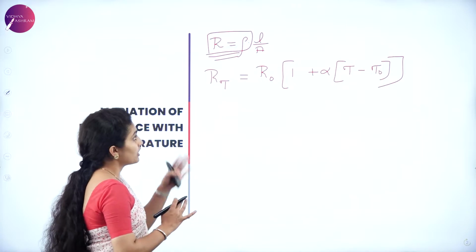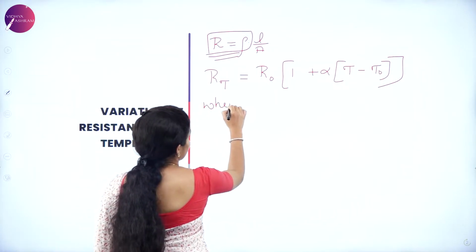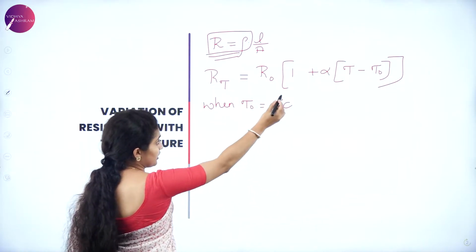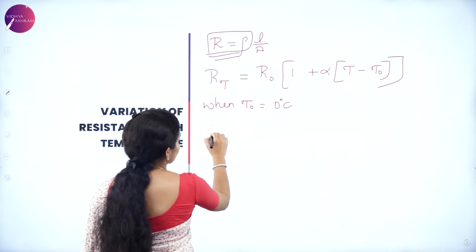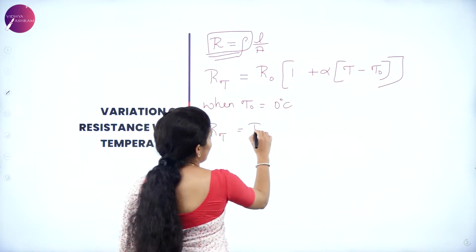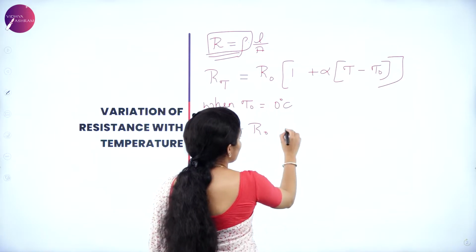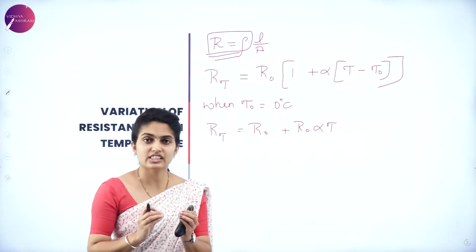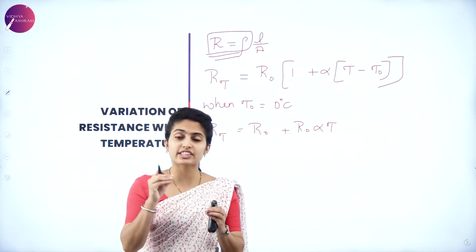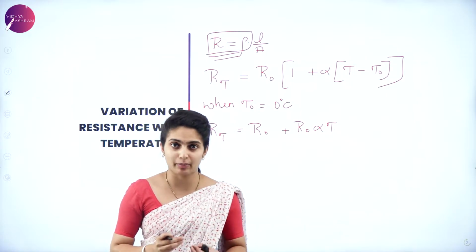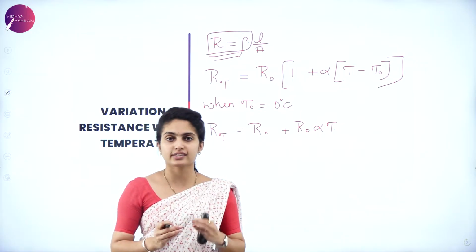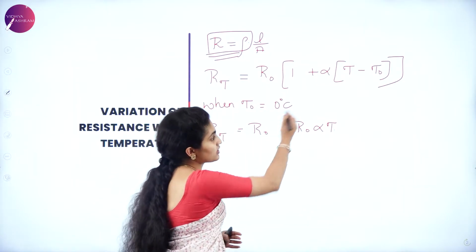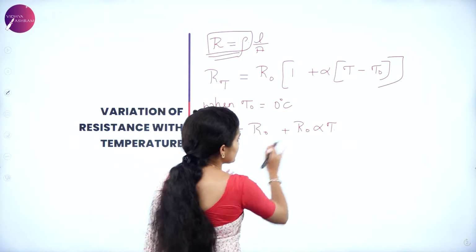So what happens now? When the initial temperature T naught is 0 degrees Celsius, the T naught term cancels out. So we have R naught into 1, which is R naught, plus R naught alpha T. Here T naught is the initial temperature, and the initial temperature is 0 degrees Celsius. So the value of T naught is 0, which is why the last term gets cancelled. So we have this term with us.